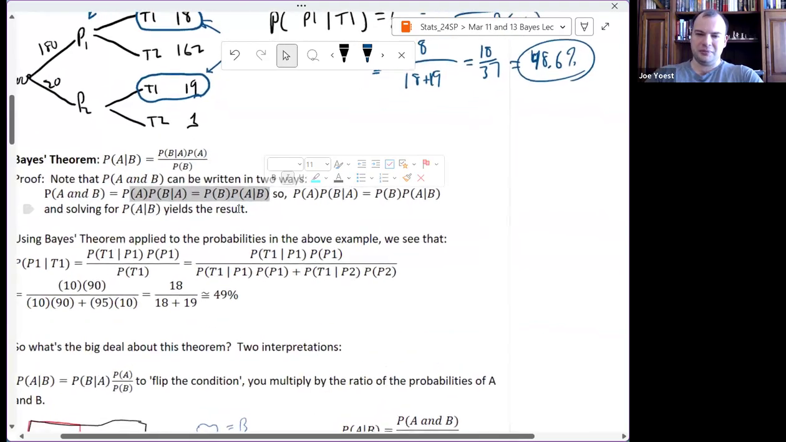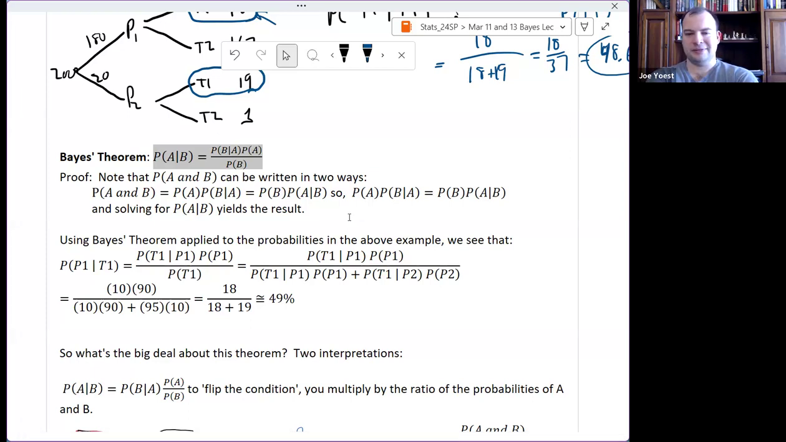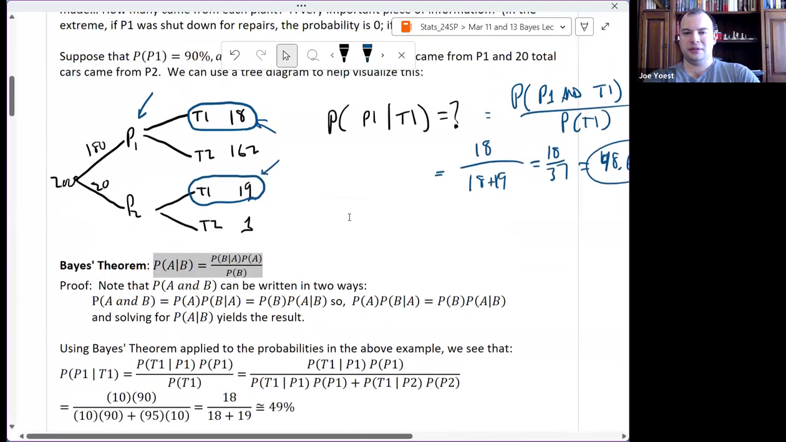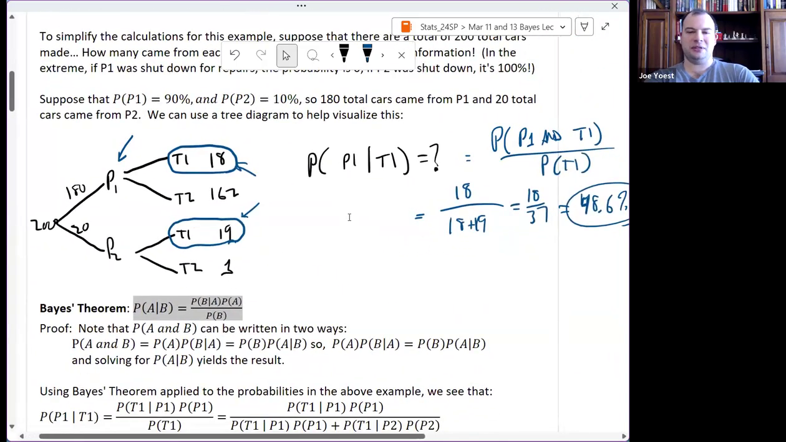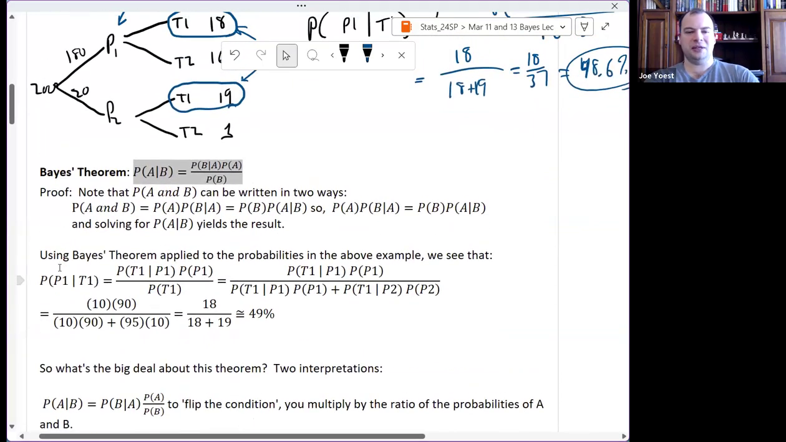Let me zoom in here a little bit, just in case it's a little hard for you to read. These two are equal to one another. And then we can just divide by probability of B. We get probability of A given B equals probability of B given A times probability of A over probability of B. We could go through the same calculation up here that we did with tree diagrams and conditional probability. We could use Bayes' theorem for maybe a cleaner approach, maybe a less involved approach.